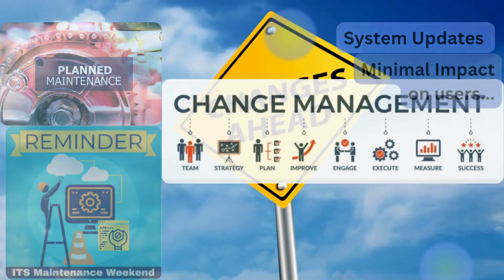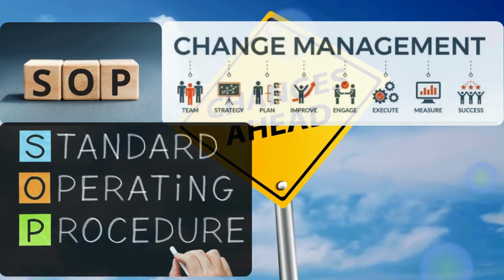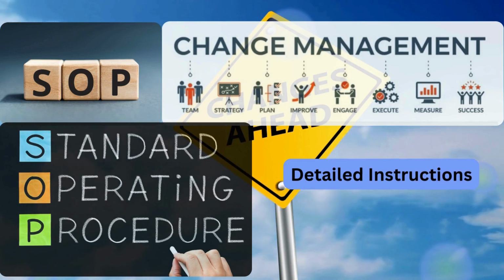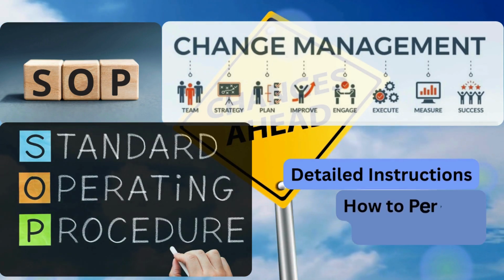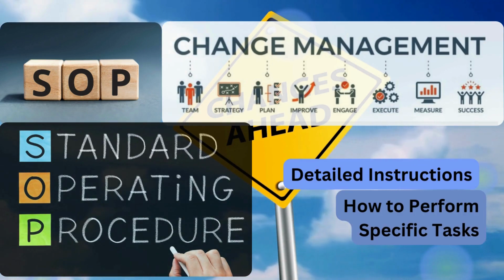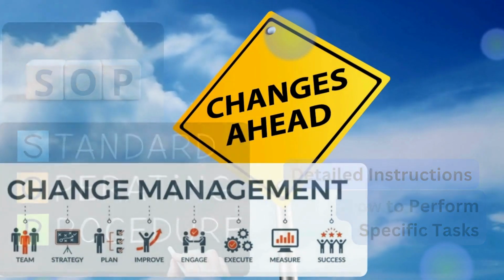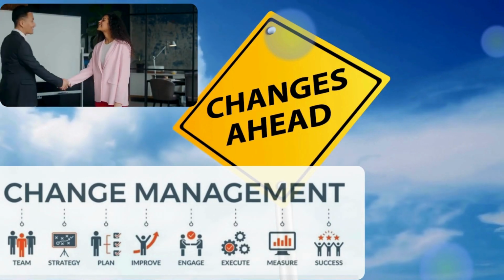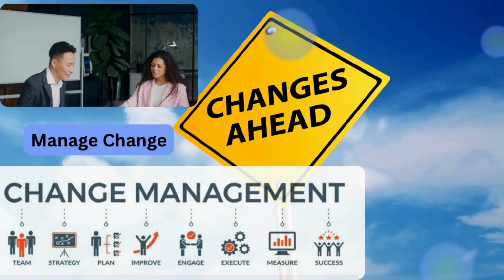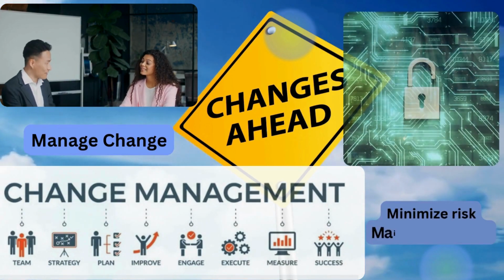An SOP, standard operating procedure, is a set of detailed instructions that outline how to perform specific tasks. They help to ensure everything is consistent, efficient, and in compliance with security standards. By following these principles and processes, organizations can effectively manage the change while maintaining security and minimizing risk.